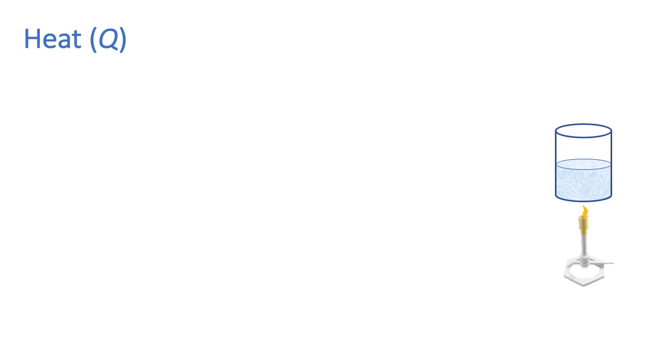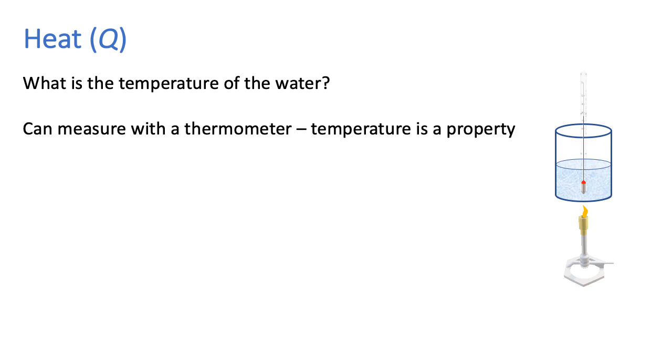Suppose we are heating up a beaker of water. Now you walk in and you ask, what is the temperature of the water? That's easy enough to do. You can put a thermometer into the water and you can measure the temperature. Temperature, therefore, is a property of the system.